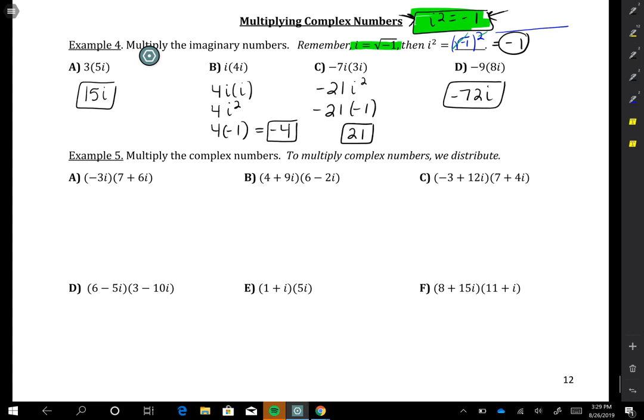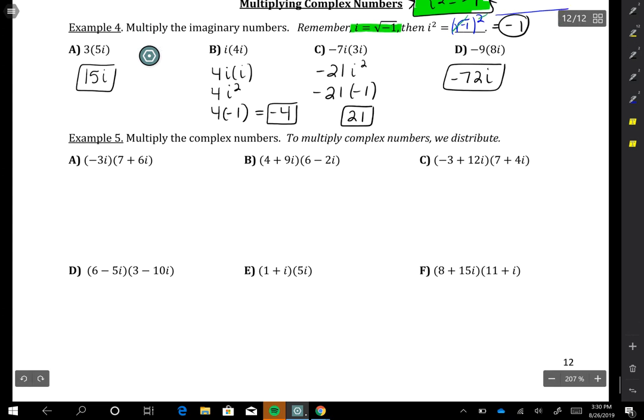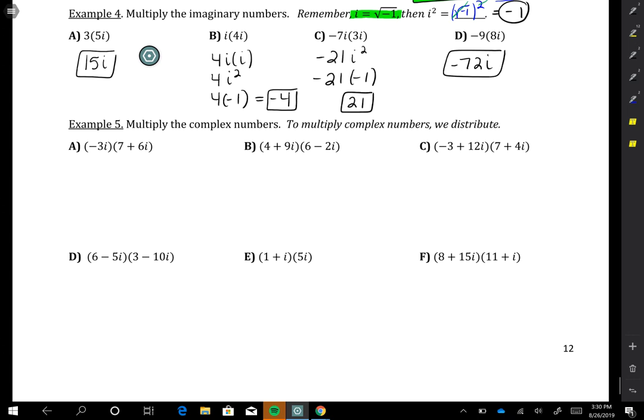I want you to notice that A and D still have i's in them because I was taking a real number times an imaginary number, so they ended up with an imaginary. But B and C both ended up being real numbers because I was taking i times i, which brings us back out to the set of real numbers because that is -1. Whenever we're squaring an i, that number is going to be real. We're going to do A, B, and C in this video and save D, E, and F for class.